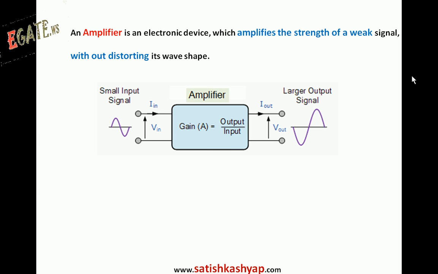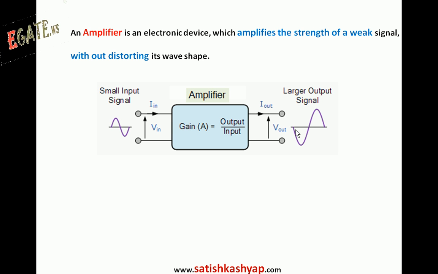Let us assume we have an amplifier with gain A. If you apply a sinusoidal input signal, you must get a sinusoidal output only, but with larger magnitude. That is the function of an amplifier.